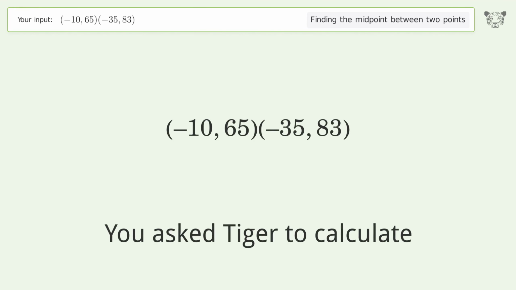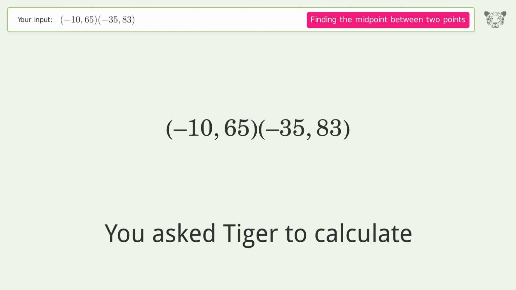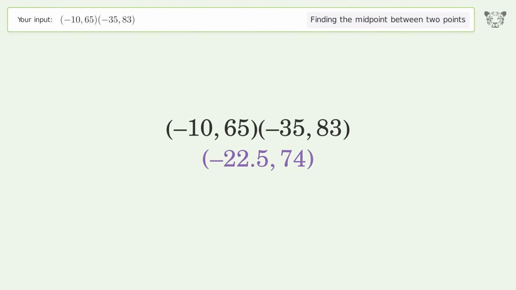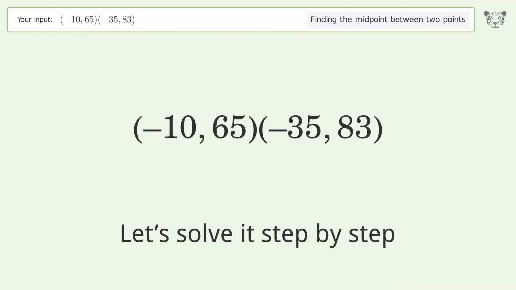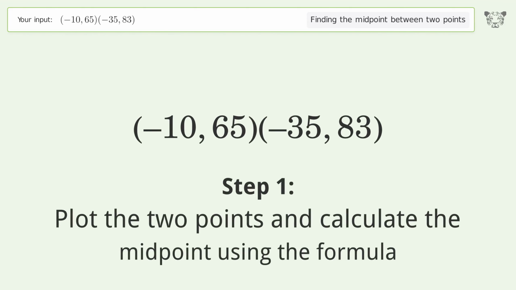You ask Tiger to calculate. This deals with finding the midpoint between 2 points. The midpoint between the 2 points is negative 22.5, 74. Let's solve it step by step. Plot the 2 points and calculate the midpoint using the formula.